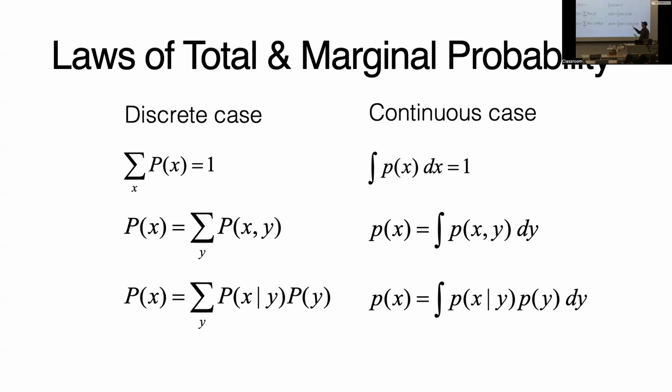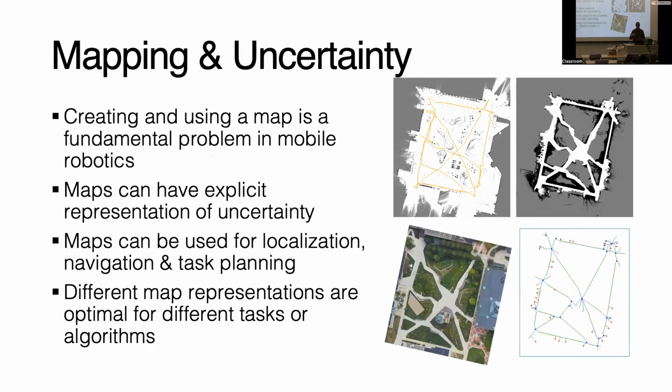So then we have the discrete case, where we're talking about probability mass functions, and the continuous case, where we're talking about probability density functions. In the discrete case, the mass function sums to 1, and in the continuous case, it integrates to 1. And then if we want to know what the probability of X is, we can just sum over all of the possible values for Y and get the probability of X. Similarly, we can do that for the joint probability, and we can also do that for the conditional probability. And then the continuous cases are the same.